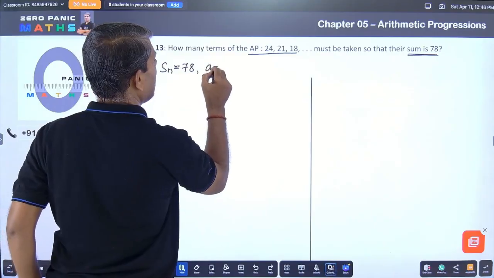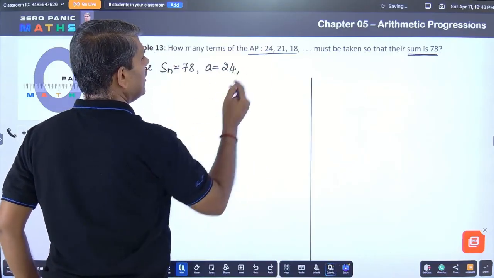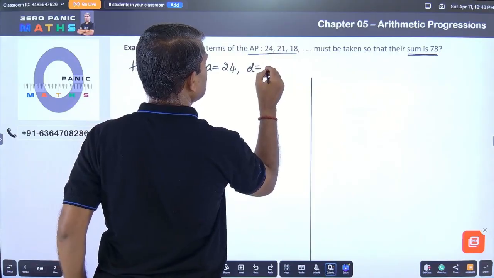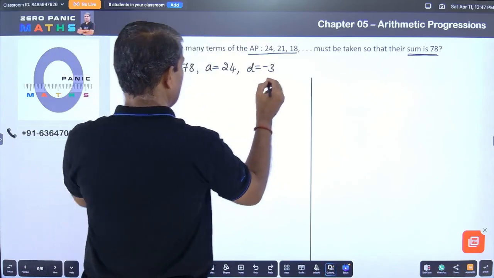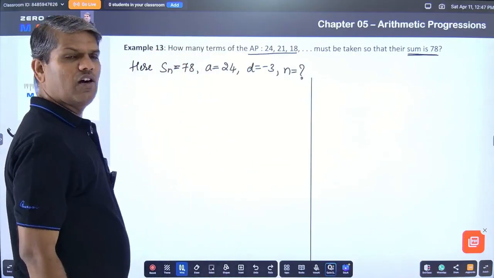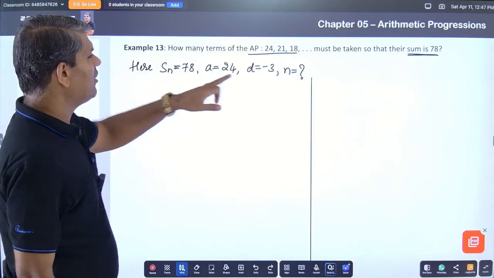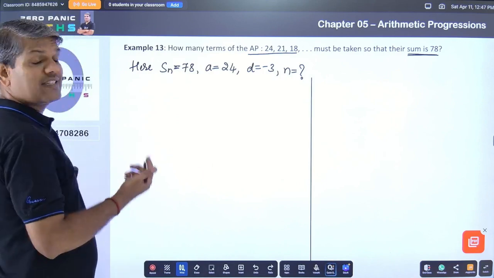And a is the first term, always the first term. And what is d? d is 21 minus 24, that is minus 3. We don't know n, so what is required here is n only. Now substitute: when a, d, Sn are given, I should be able to find n by using the sum formula.